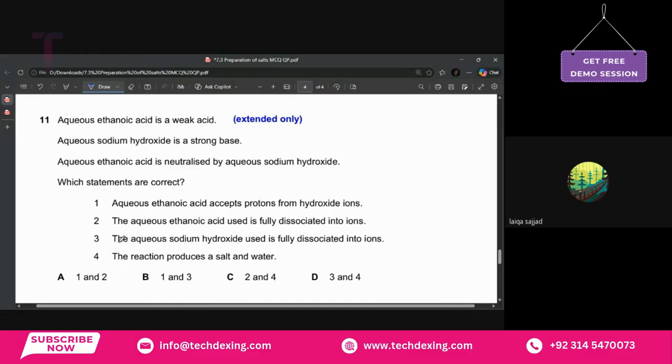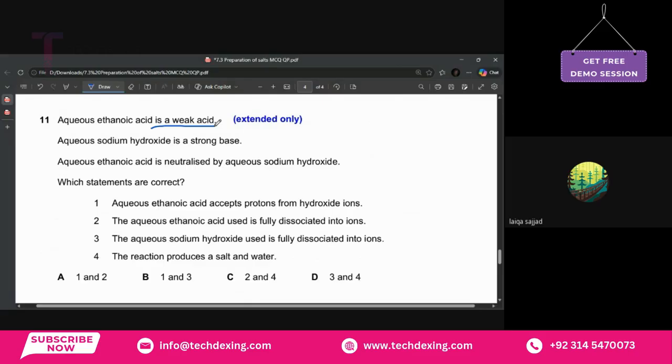The second statement is the aqueous ethanoic acid used is fully dissociated into ions. Is it correct? No, it's weak, it only partially dissociates. Very good, because it is a weak acid, and we know that we measure the strength of an acid by the degree of its dissociation into ions. So the second statement is also not correct.